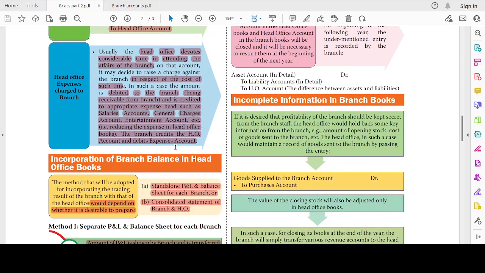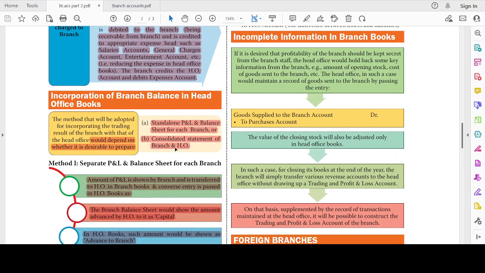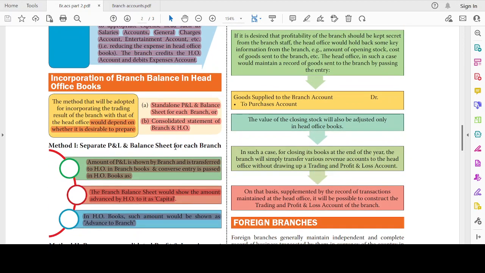Now, incorporation of branch balance in head office books. The method that will be adopted in incorporating the trading receipts of the branch with that of the head office will depend on whether it is desirable to prepare a standalone P&L and balance sheet for each branch or a consolidated statement of branch and HO. For standalone P&L, each branch's books of accounts have to be closed, and then the trading P&L and balance sheet have to be prepared, and this will be shared with the head office.